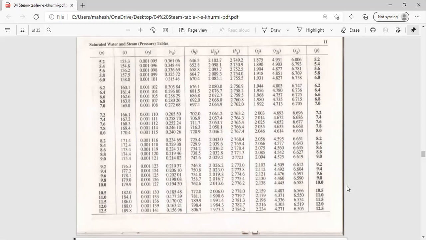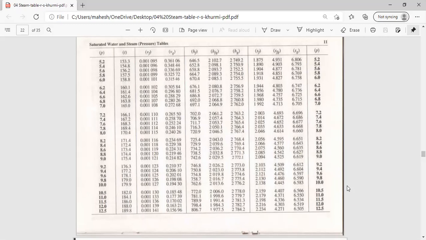If you look at the value of Hfg, you would always find that Hfg is simply the difference between Hg and Hf. Okay. For example, at 10 bar, this 2013.6 is nothing but the difference between 2776.2 minus 762.6. Similarly, if you take a pressure of 6 bar, the Hfg value, which is 2085.1, is the difference between 2755.5 minus 670.4. Okay, so if your Hfg value is not given in the steam table, you can simply use Hg minus Hf, which is nothing but Hfg, and Hfg is the latent heat of vaporization.